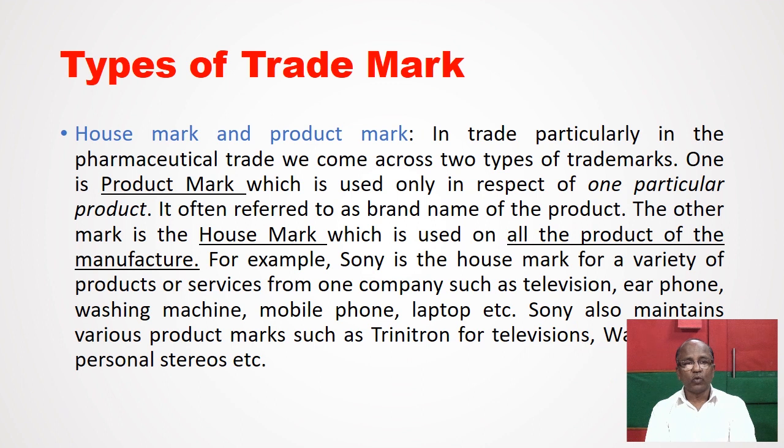Next type of trademark is house mark and product mark. In trade, particularly in the pharmaceutical trade, so many times we come across two types of trademarks. One is product mark and another is house mark. Product mark is used in respect of one particular product, and it is often referred to as the brand name. Actually, for a particular product, the name is given, and that name we call a brand name, and it is a product mark.